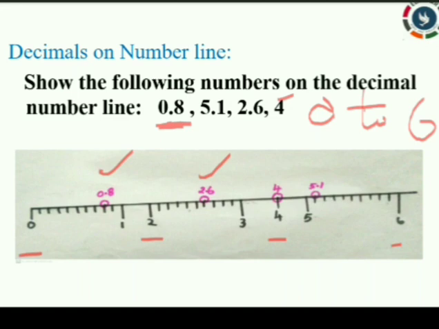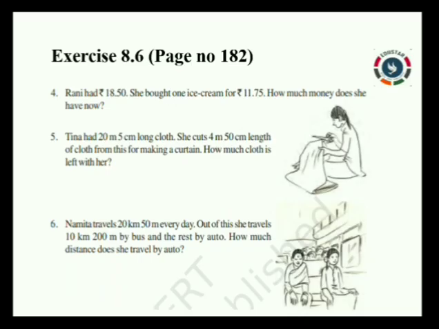Next you are having 5.1. So from 4 to 5 no need to divide into 10 equal parts. After 4 directly you can draw 5. Next we are having 5.1. 5.1 lies in between 5 and 6, right? Yes. So from 5 to 6 you have to divide into 10 equal parts. Your first line after 5 is your 5.1. Like this you have to draw number line.